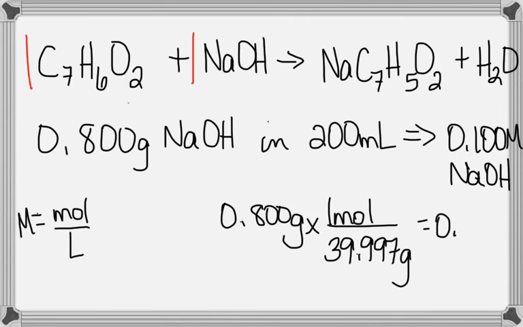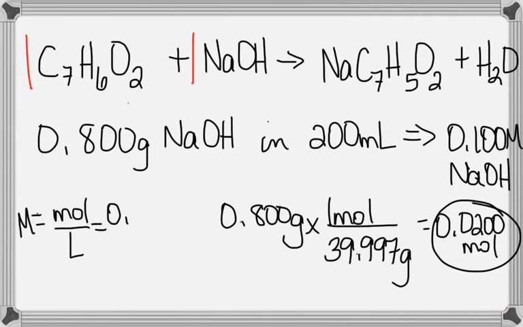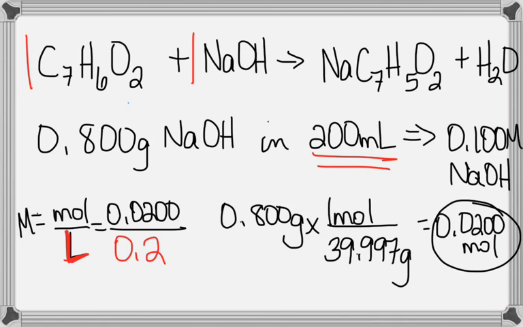That tells us we have 0.0200 moles of sodium hydroxide. That number tells us the moles. We're dividing it by the liters. 200 milliliters is 0.2 liters, so 0.02 divided by 0.2 gives us 0.1 molar sodium hydroxide. Okay, so that's how we know it's 0.1 molar.